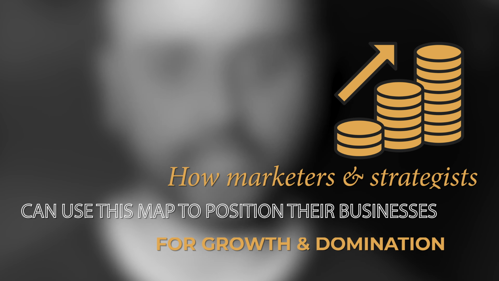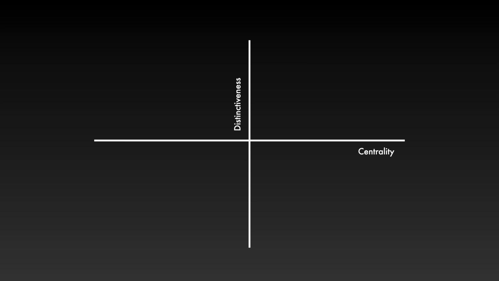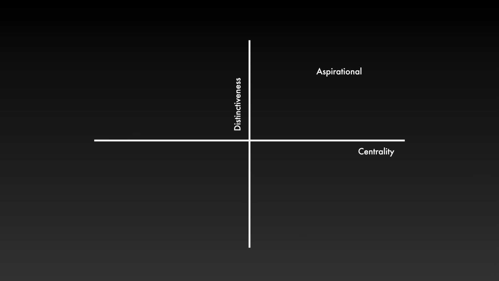So far, we've seen just two dimensions, centrality and distinctiveness. Now, let's split the map into 4 quadrants, and we'll start to see what the position on the map says about a brand or its competitors. The 4 quadrants of the CD map can be named aspirational, mainstream, unconventional, and peripheral.